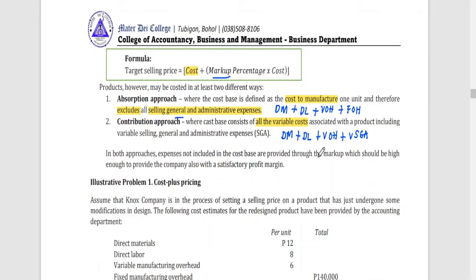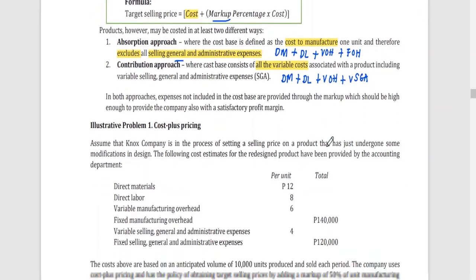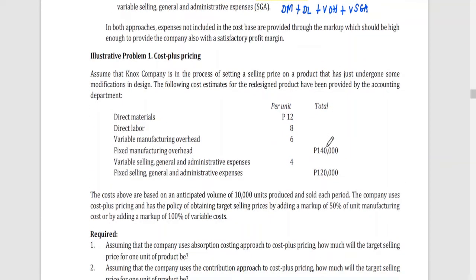So when you set up your markup percentage, dapat high enough siya para makover gihapon tong si SGA na wala na tumapil. The same goes with the contribution margin approach, since what was excluded here are the fixed portions, the fixed overhead and the fixed SGA. Then again, you have to set your markup high enough to cover those which were excluded in the computation of our cost base. Now let's go to the illustrative problem.